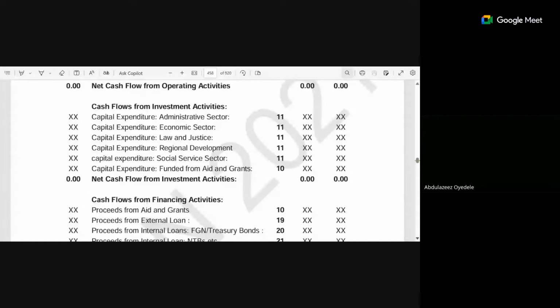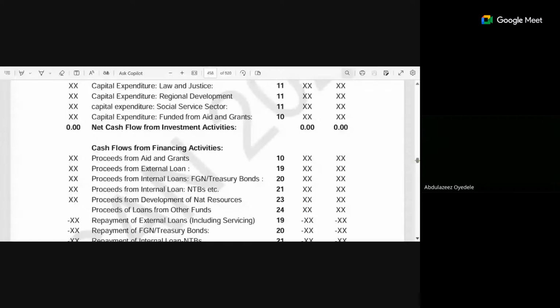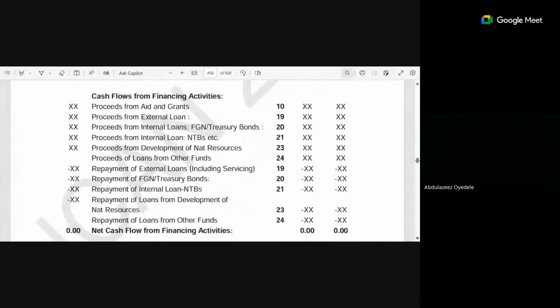So if they buy machines, buy vehicles, construct buildings, these are outflows. Then if they sell some of these assets that they have, sell some of their investment, or receive dividend or interest from their investments, then those are inflows from investing activities. I'm sure we know all these things. I'm just trying to emphasize them.